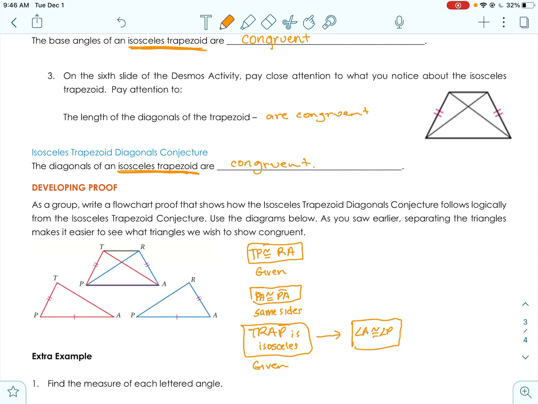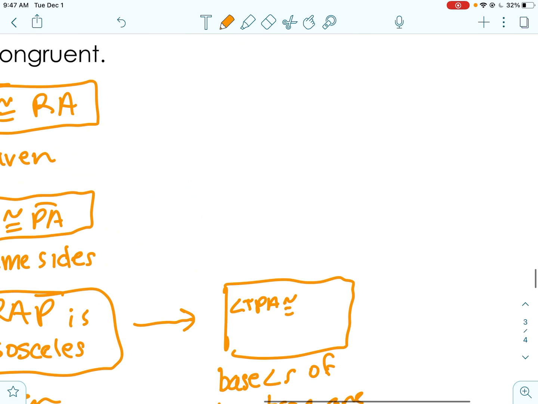Why can we say that? Because we know that base angles of isosceles trapezoids are congruent. Now that means that angle P is congruent to angle A. And we should be a little more clear, because it can get confusing if we just say angle P and angle A, since they are listed twice. So we can say angle TPA is congruent to angle RAP.